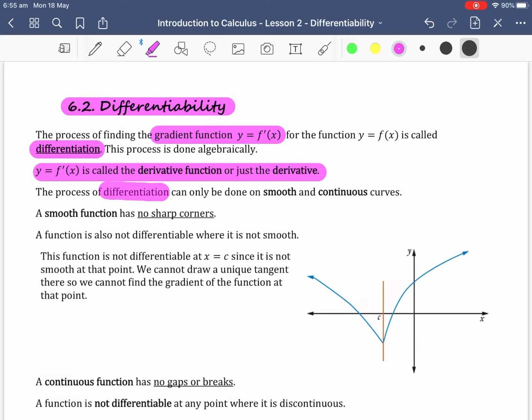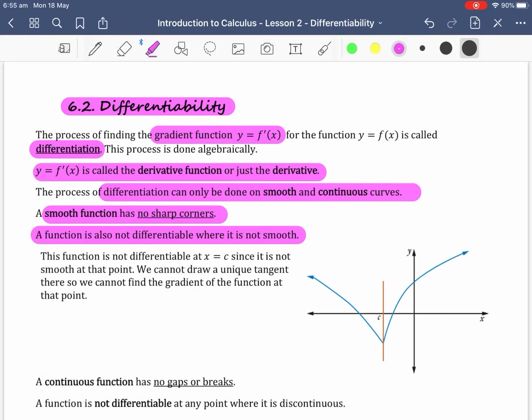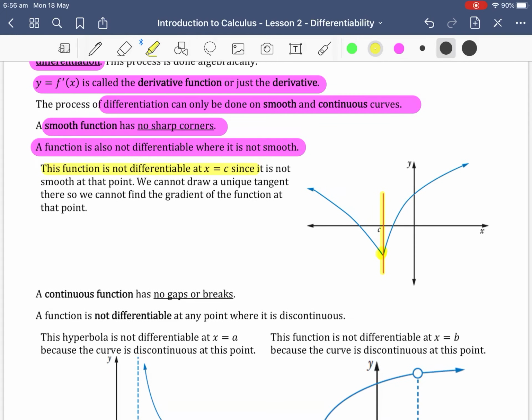The process of differentiation can only be done on smooth and continuous curves. A smooth function has no sharp corners. A function is not differentiable where it's not smooth. This function over here is not differentiable at x equals c, since it is not smooth at that point. At x equals c, it is not smooth as we have this sharp point occurring here. We cannot draw a unique tangent there, so we cannot find the gradient of the function at that point.